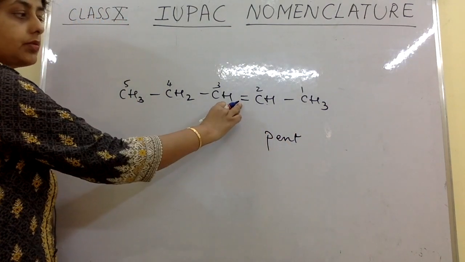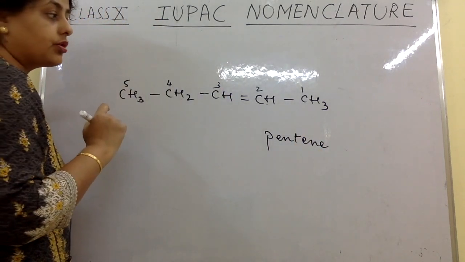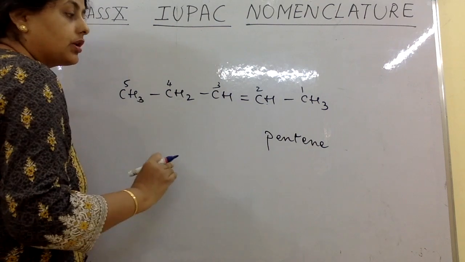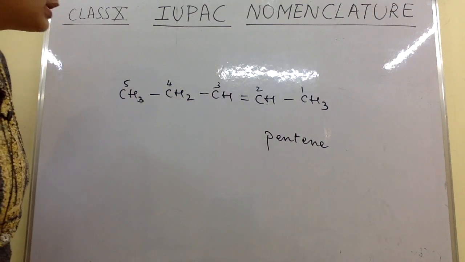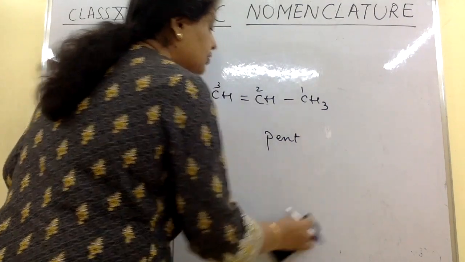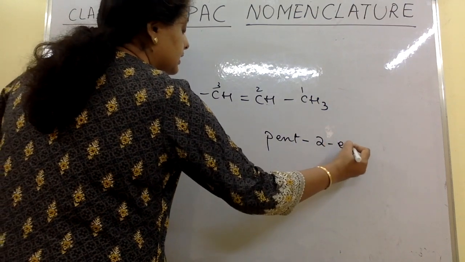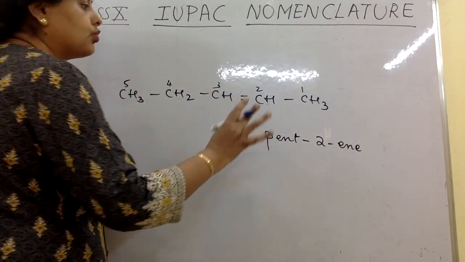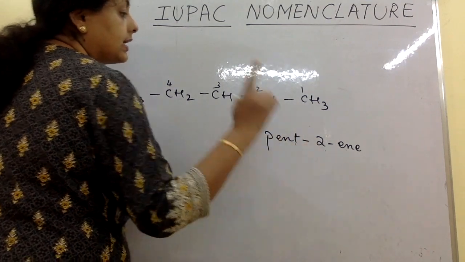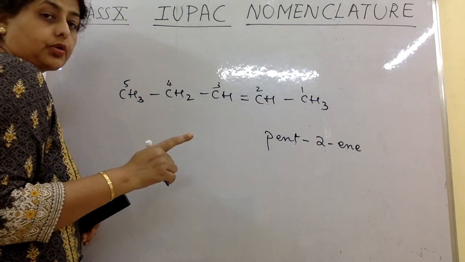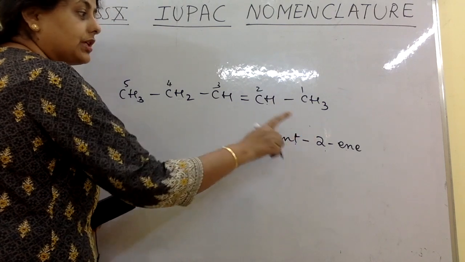But then there is a double bond. That makes it ene. But then we'll have to talk about the double bond also, because where exactly is the double bond lying? The double bond is with the second carbon. So we are going to write it as pent-2-ene. When we write it not in front, but like this, it shows the position of the double bond. So this is the position of the double bond, the pent-2-ene.